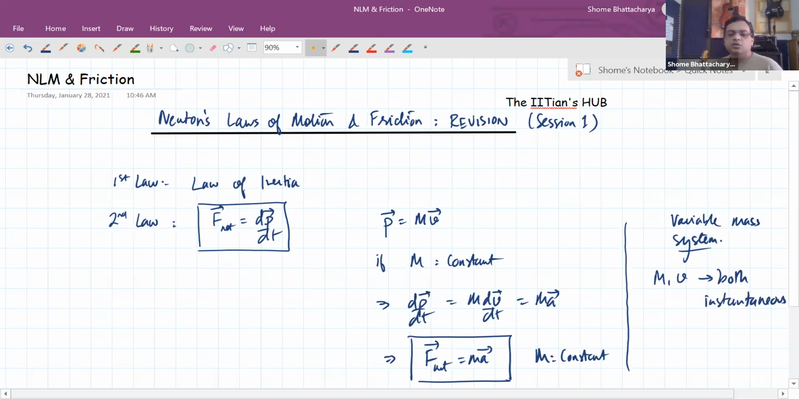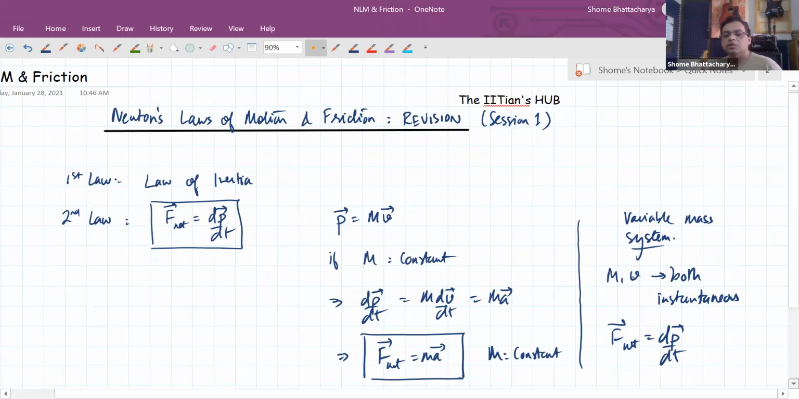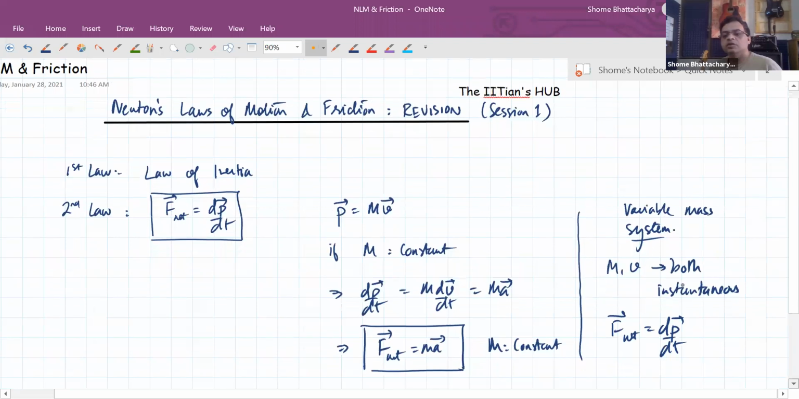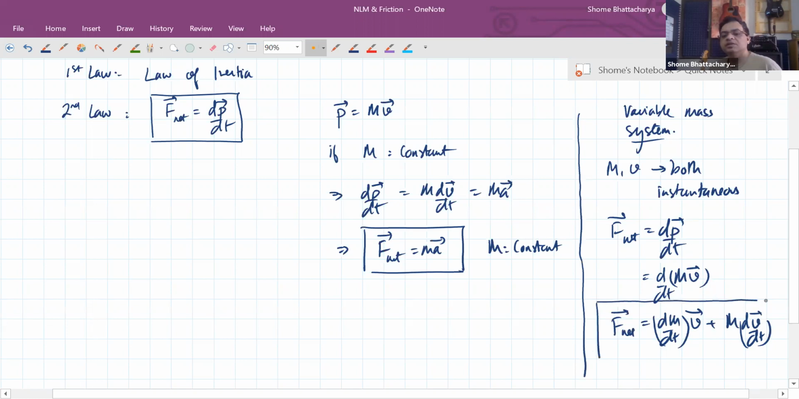So in such a situation, we have to understand that the net force, which is the rate of change of momentum, will become equal to the rate of change of mass into velocity, which will further become the rate of change of mass with respect to time into instantaneous velocity plus instantaneous mass into rate of change of velocity. Of course, we will look at the application of this more in a different chapter where we look at systems which have variable mass.